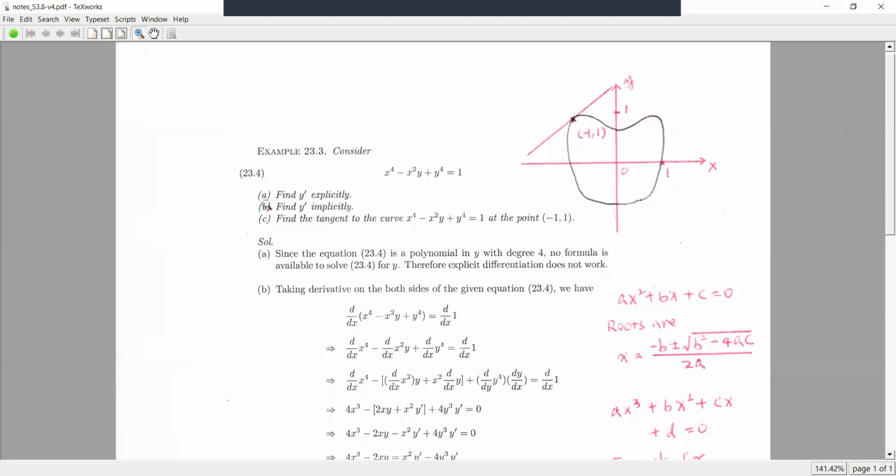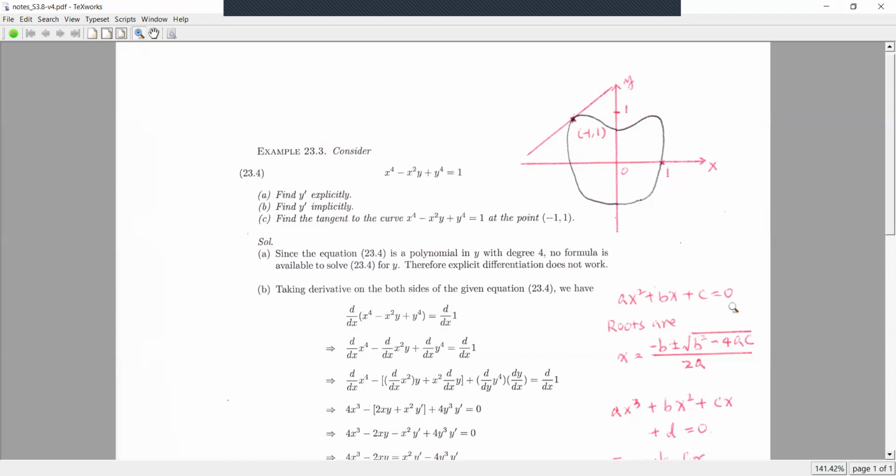Now, solution to part A, find derivative explicitly. That means solve the equation for y, then we have a function. Then compute the derivative of the function. Since the given equation is a polynomial in y with degree 4, no formula is available to solve the given equation for y.